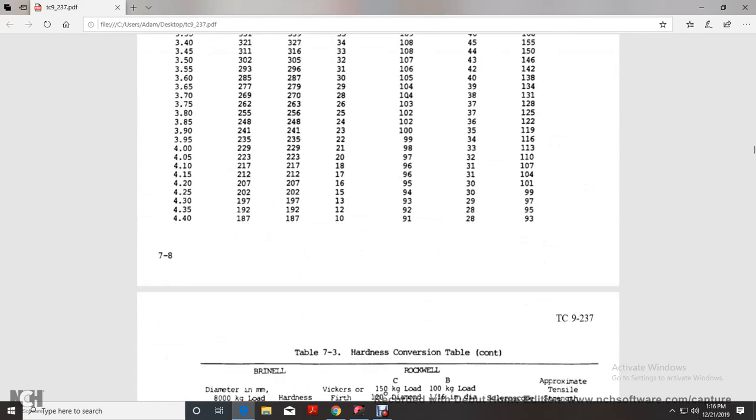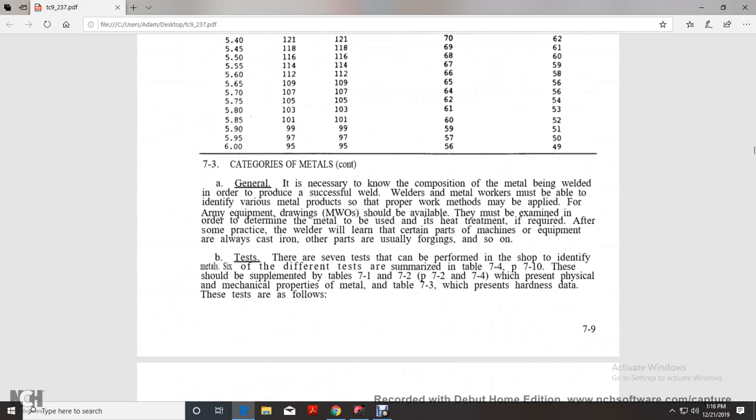7.2 shows the properties of metal. Alright, 7.3: categories of metal.